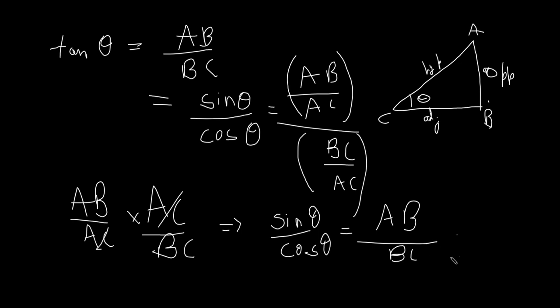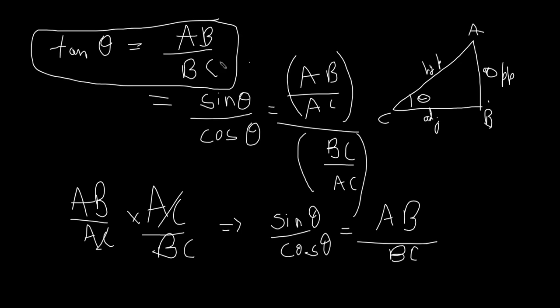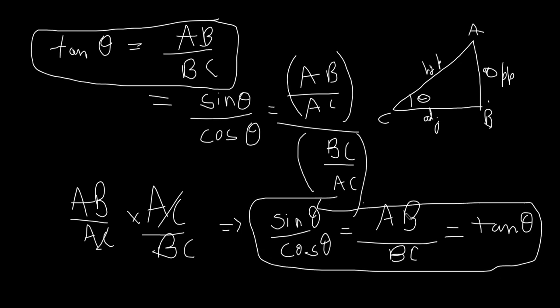Now what do you see over here? AB upon BC. I got the same thing as tan theta. So I can say that sine theta by cos theta is the same as tan theta. Don't remember this, I just drew it for reference for this triangle. Just remember this, sine theta by cos theta is tan theta.